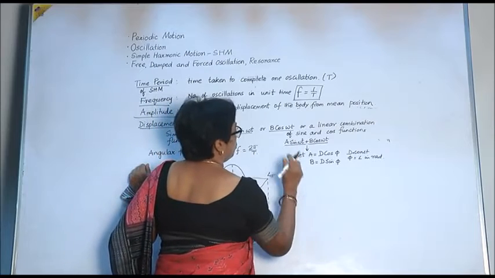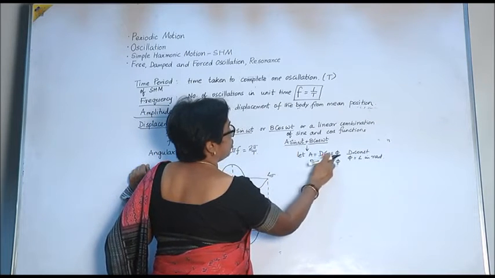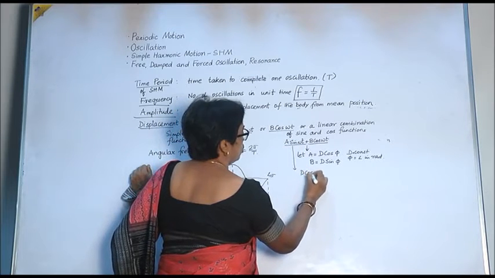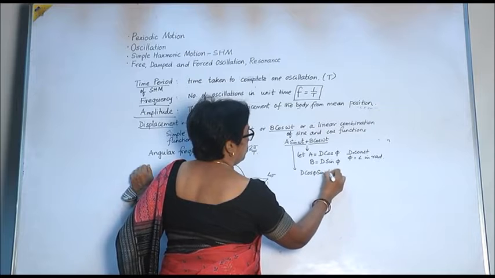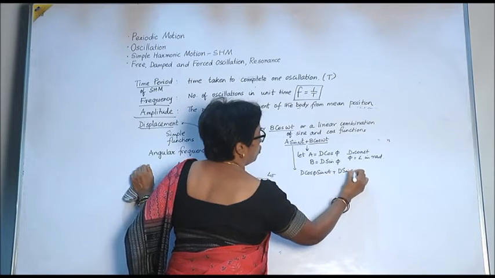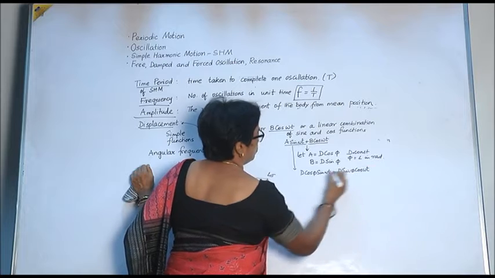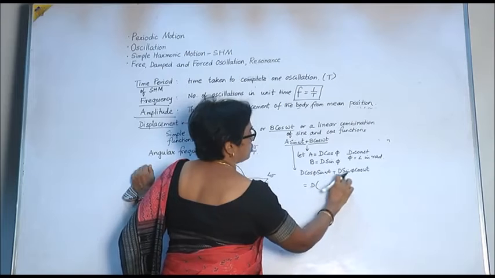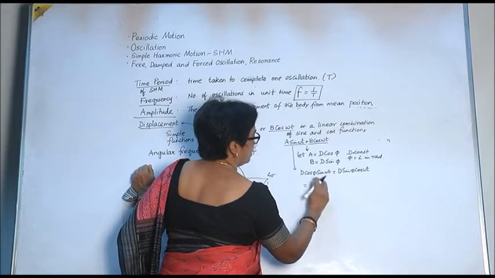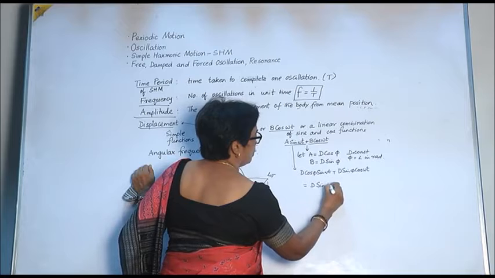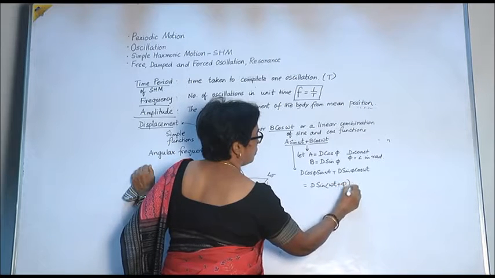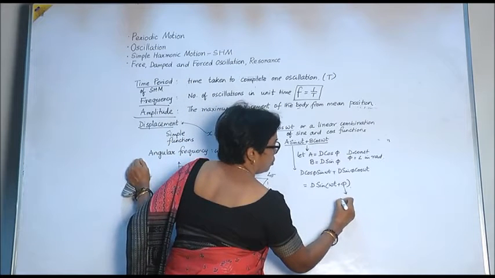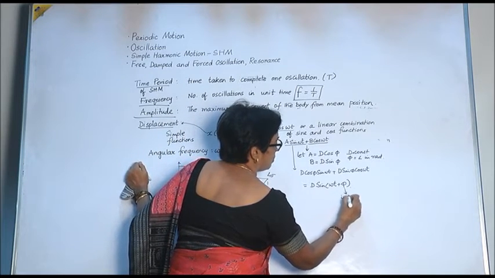So A sin omega t. Now in place of A I write d cos phi sin omega t. Let us put that here. It becomes d cos phi sin omega t plus d sin phi cos omega t. That becomes equal to d times, d is common, sin a cos b plus cos a sin b, which is nothing but sin of a plus b. So d sin of omega t plus phi. So only this phi comes. Phi is the constant phase or initial phase.